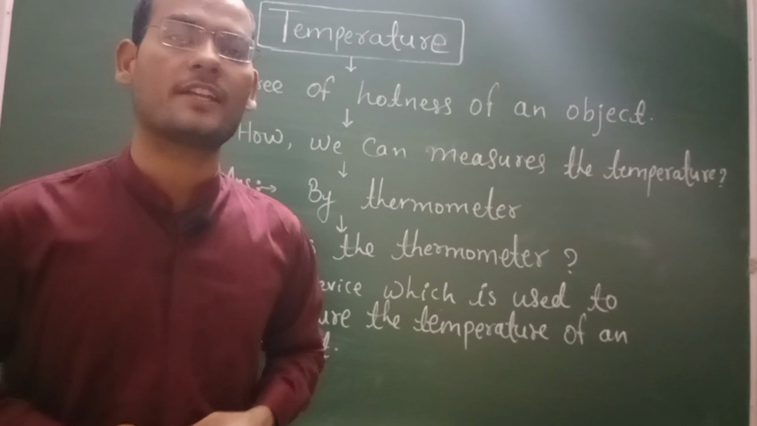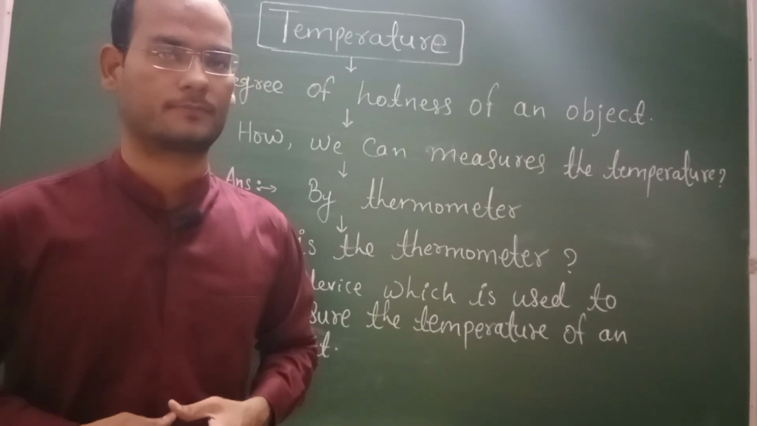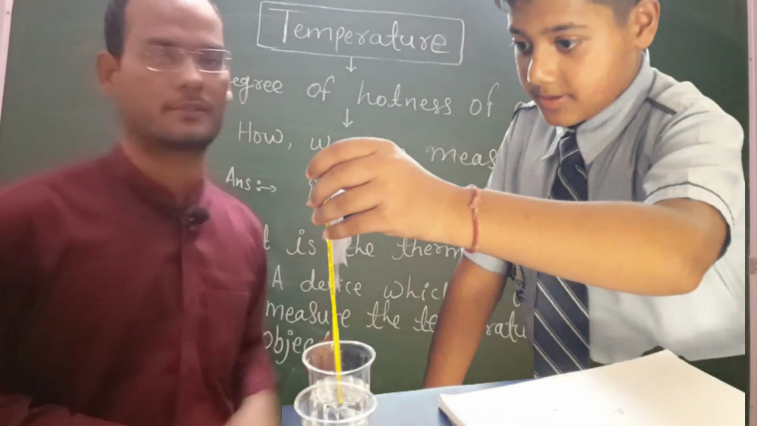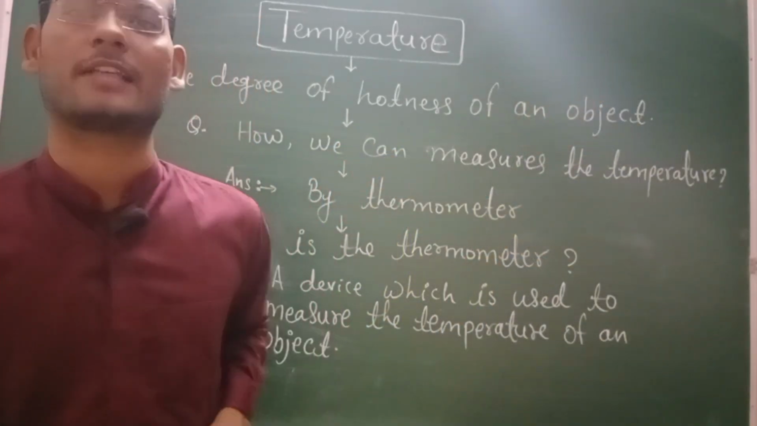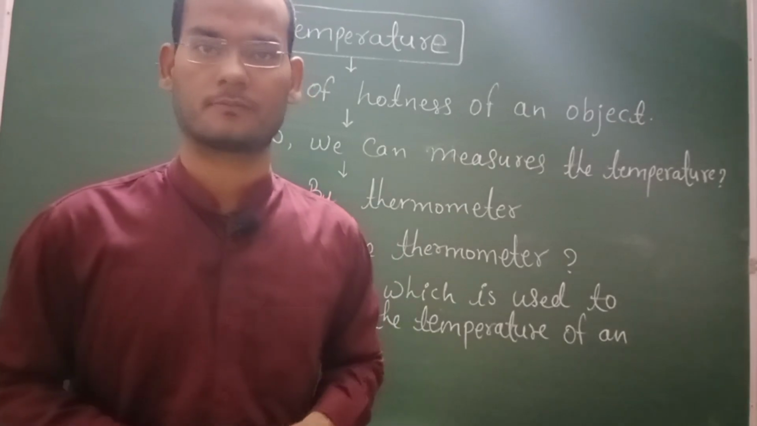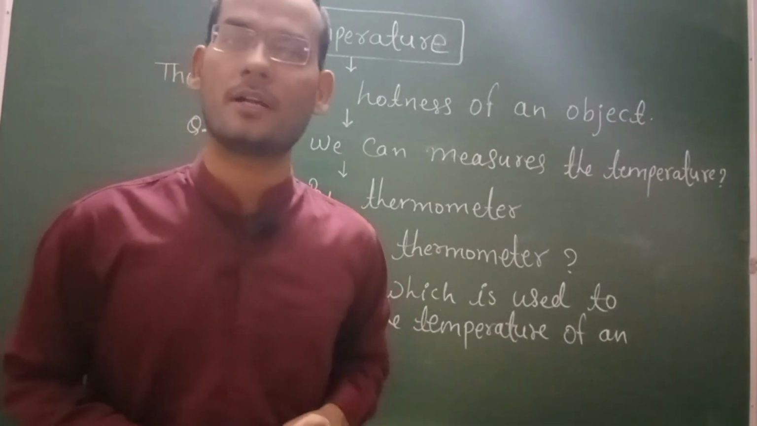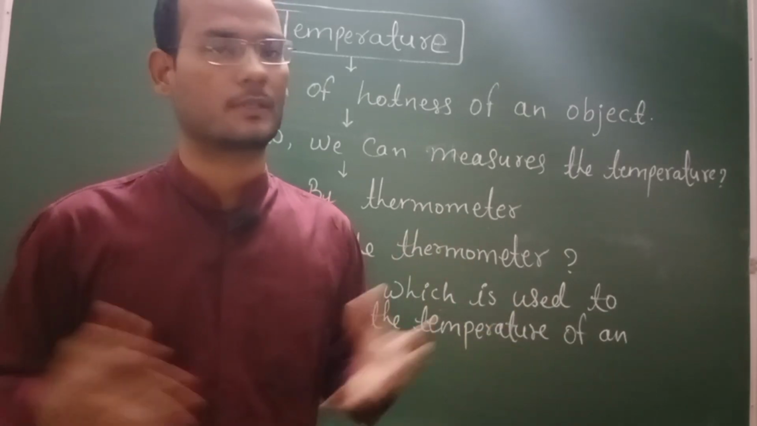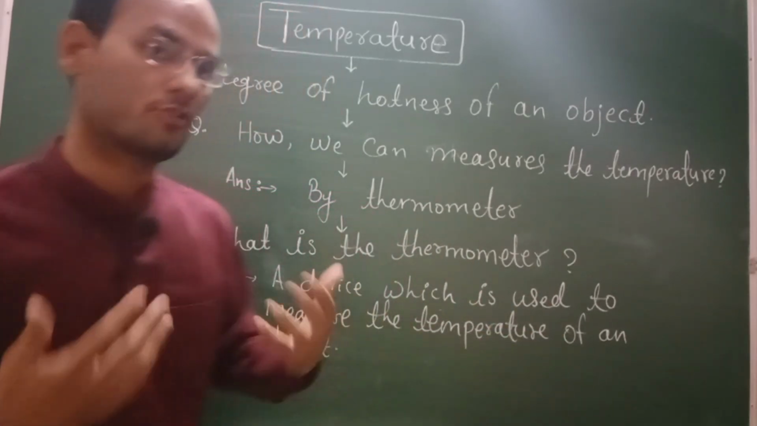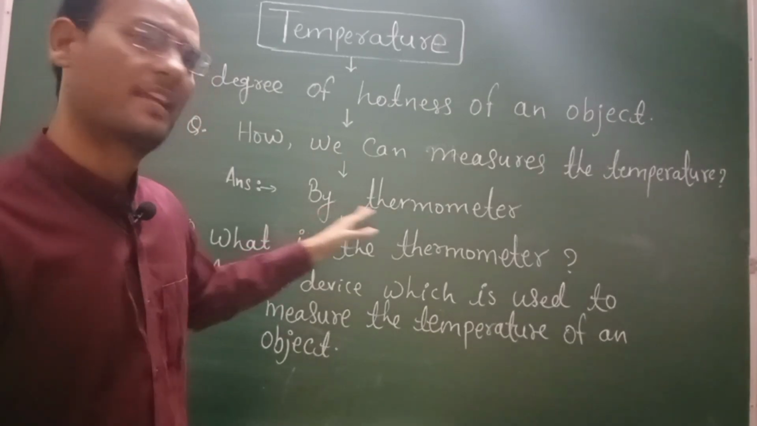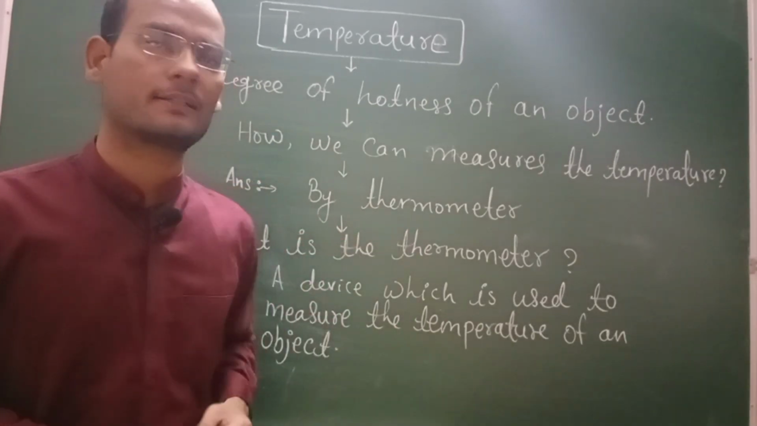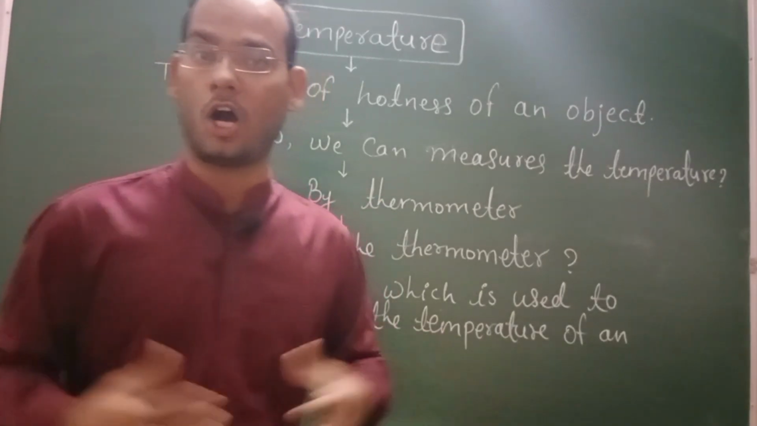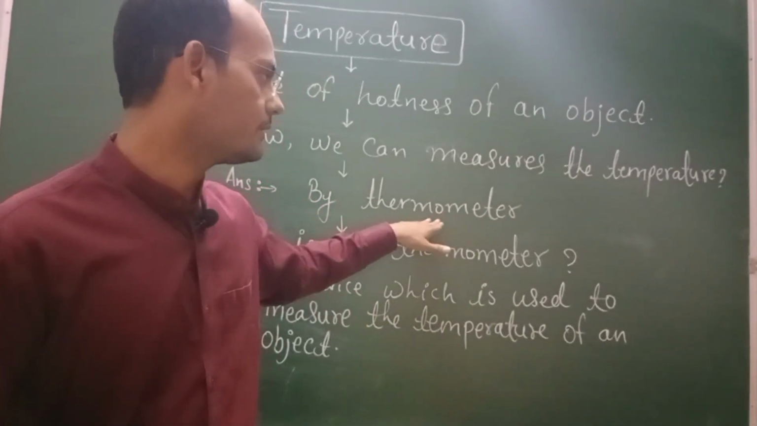How can we measure the temperature? We can measure the temperature by the thermometer, not by the sense of touch, because we are unable to tell how hot an object is by the sense of touch. But by the thermometer we can tell how hot an object is.